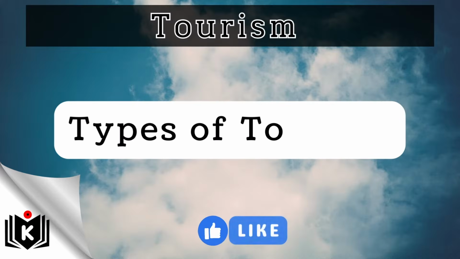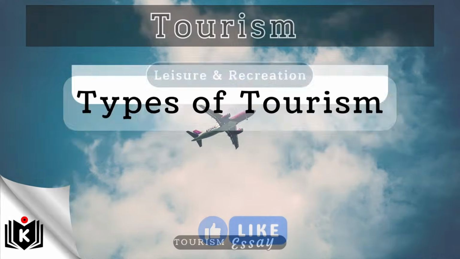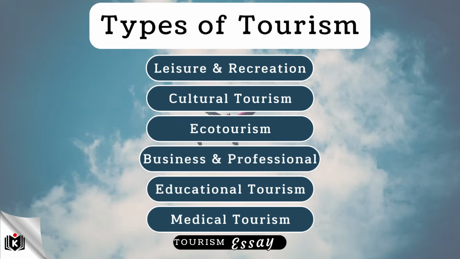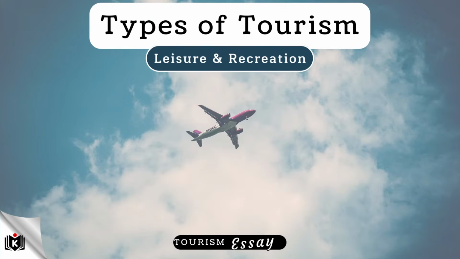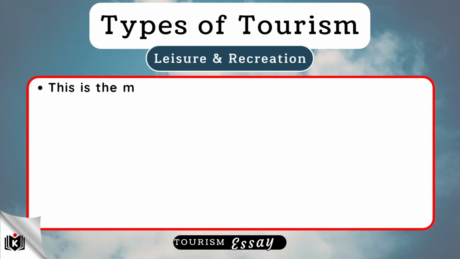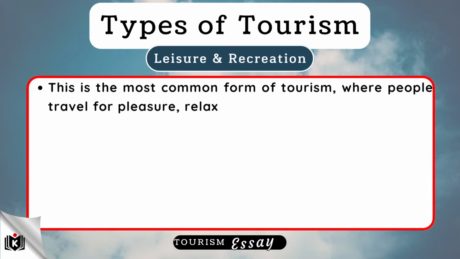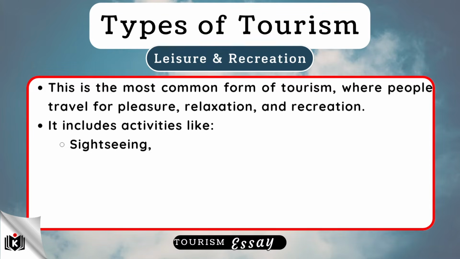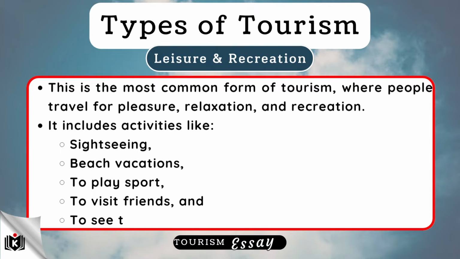There are many different types of tourism. Some of the most common types include the following: leisure and recreation. This is the most common form of tourism, where people travel for pleasure, relaxation, and recreation. It includes activities like sightseeing, beach vacations, to play sport, to visit friends, and to see the tourist attractions.